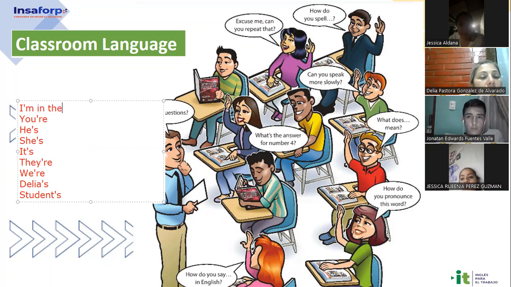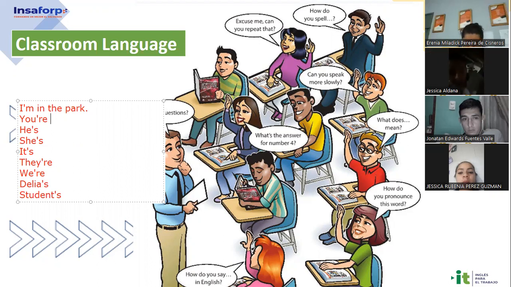I am in the park, for example. Your teacher. Yeah. But if students in plural, say students are. But in this case, it's only one student, it's singular, right? Mm-hmm. Yes. The student is. But you can say students are, yeah. But in students are, no contraction. No contraction, only in singular, right?